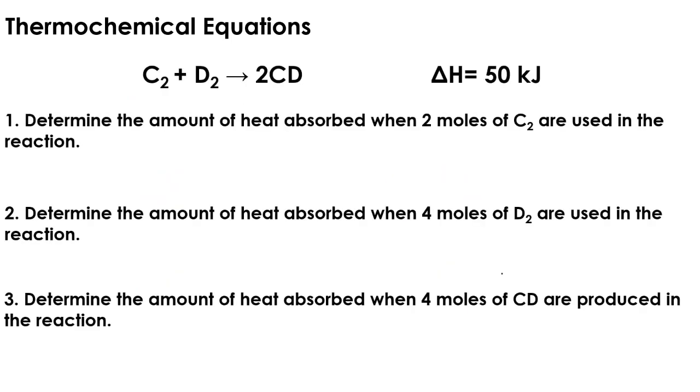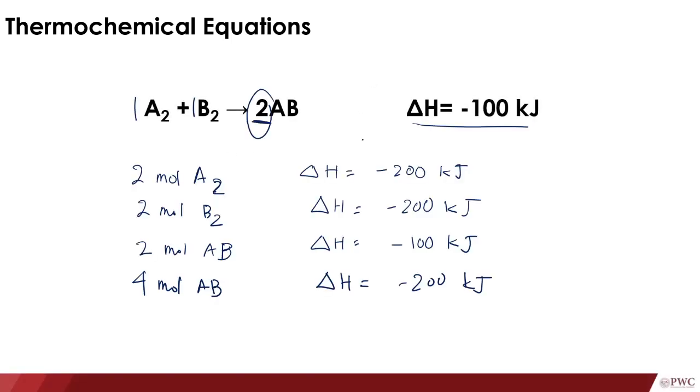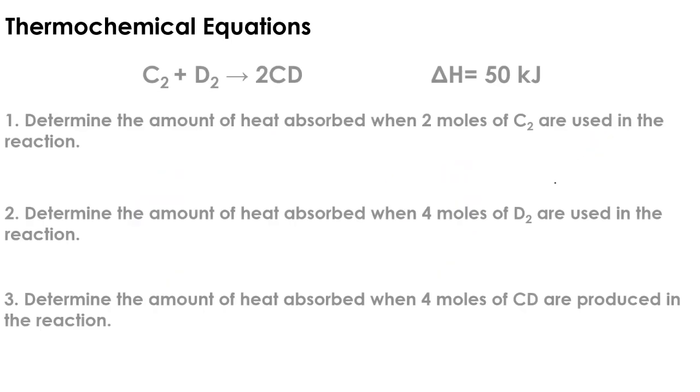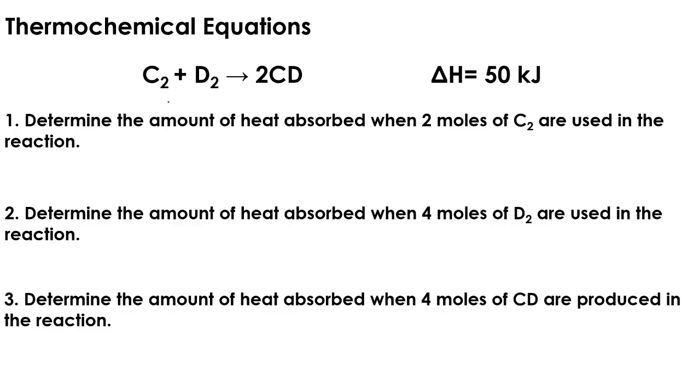Let's examine another sample chemical equation. Let's go back, by the way. Here it's negative, so this one is also an exothermic reaction. So here we have another reaction, C2 plus D2 producing 2CD. In this reaction, the delta H is equal to 50 kilojoules. So here delta H is positive, therefore this reaction will absorb heat from the surroundings, and again the amount of heat needed for the reaction is 50 kilojoules.